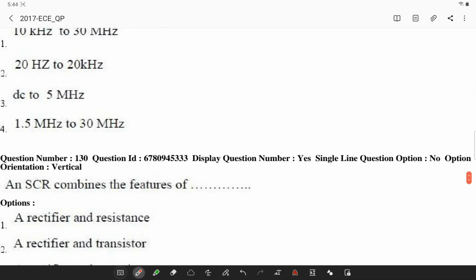Next, with this we complete all the problems related to the 2017 question paper. So let's solve the 2018 question paper also now.